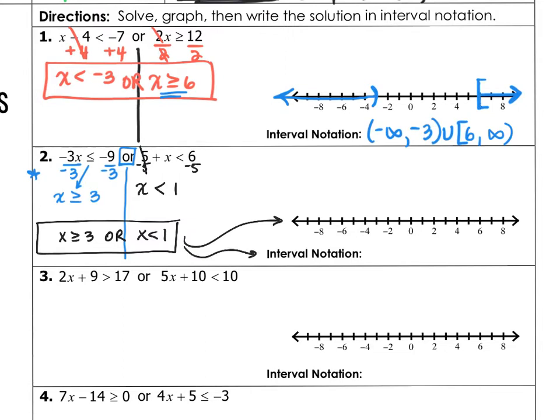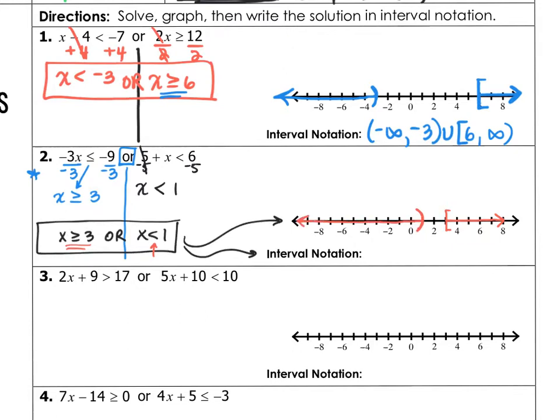So x is bigger than or equal to 3. That's a bracket on 3, pointing x to the right, because it's bigger than or equal to 3. And x is smaller than 1. So that's a parentheses on 1 and pointing to the left because x is smaller than 1.